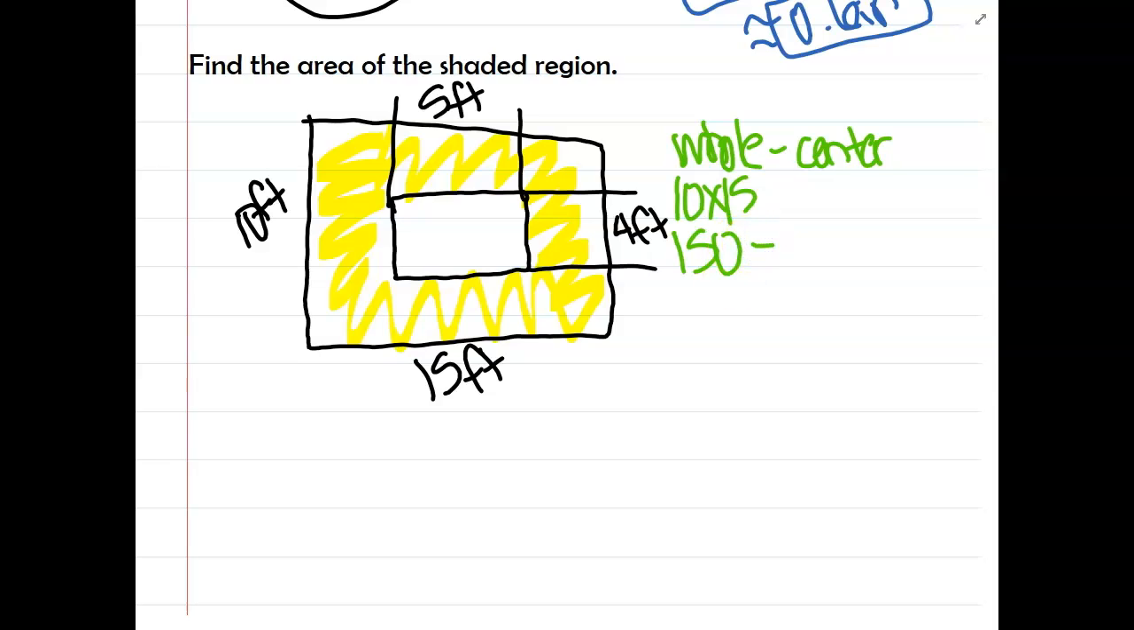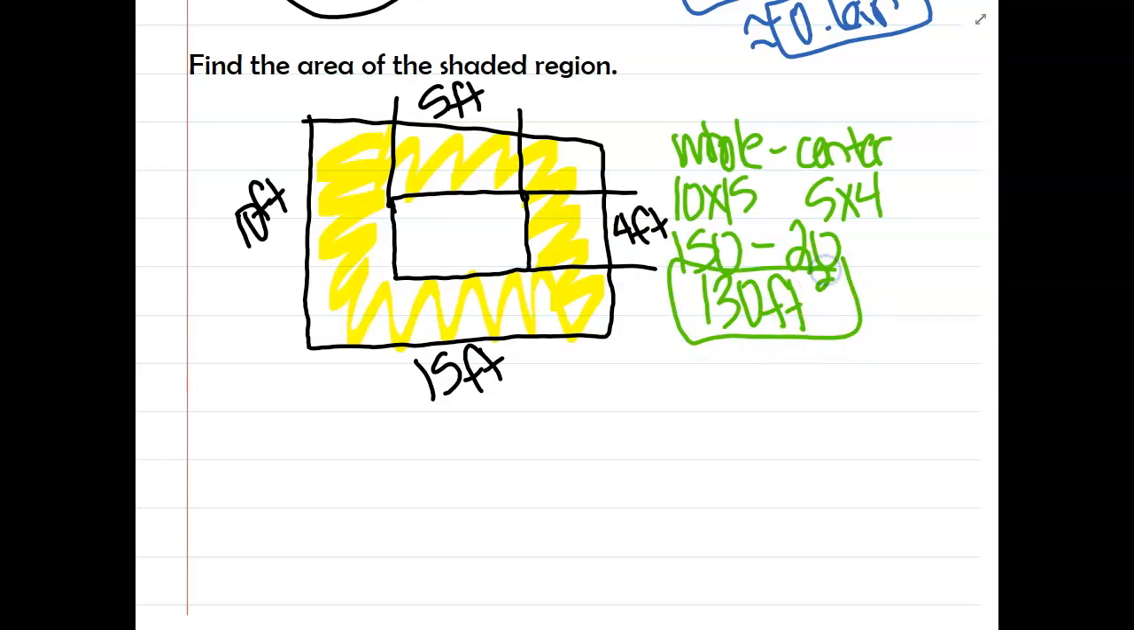Okay, the center, that's a rectangle as well. How would you find the area of the center? 5 times 4, so 150 minus 20 would be 130 feet squared. Area is always a square unit. Okay, questions?